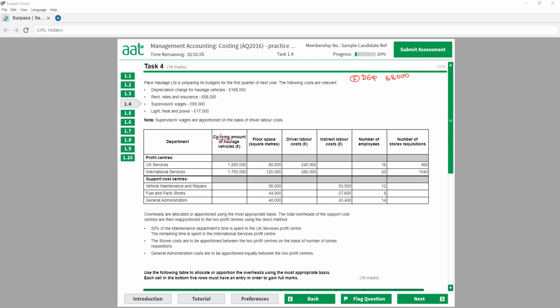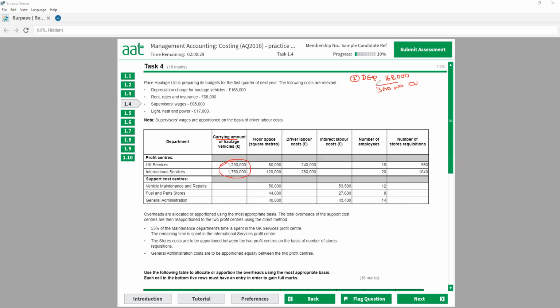So you can see that's the carrying amount. You have to add these two. So let's add 1250 plus 1750, and this gives me a total of 300,000. This is the total carrying value. Now we have to split it between the two departments, one for the UK and one for the international. So for the UK it is 1250.